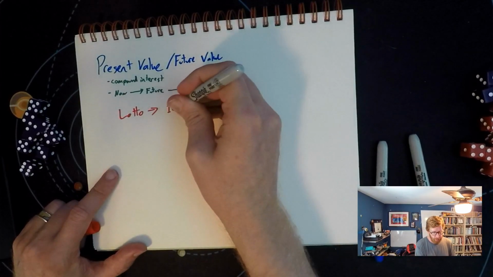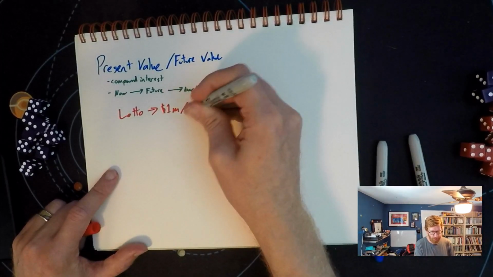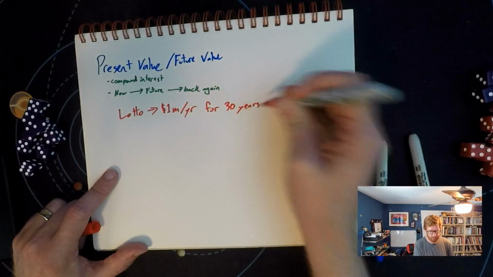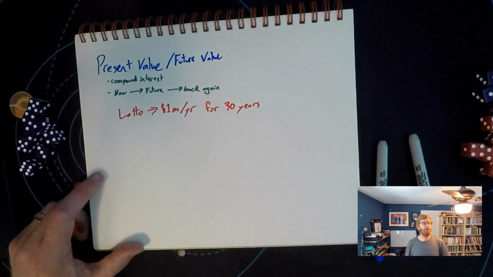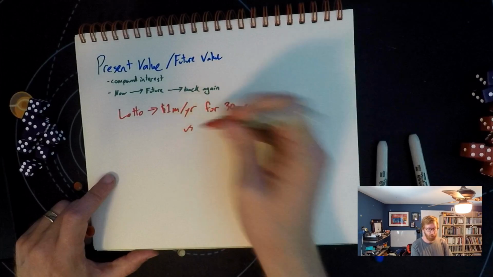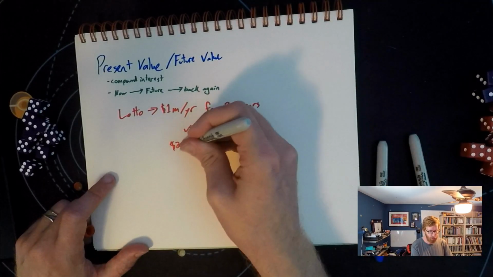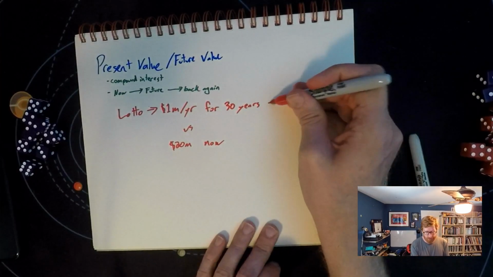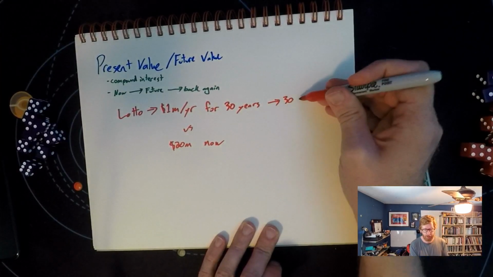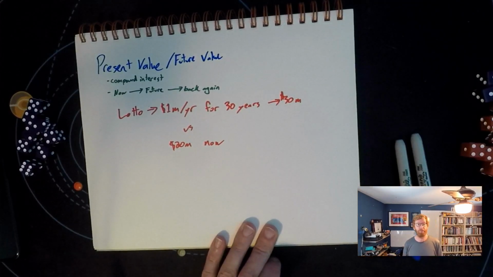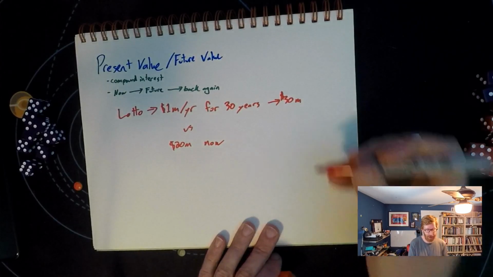So you get $1 million per year for 30 years. So, two ways we could ask this. One is, how much should this be worth? And another is, would you rather get, say, $20 million now? So this adds up to $30 million, but not all of those millions are happening at the same time, so some of them are going to be discounted.